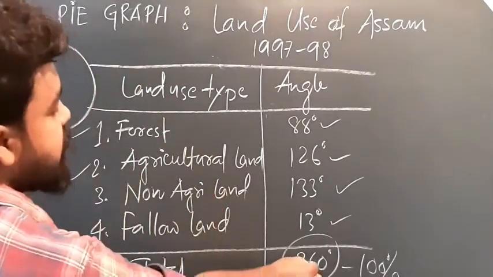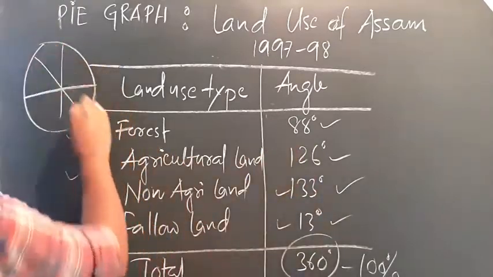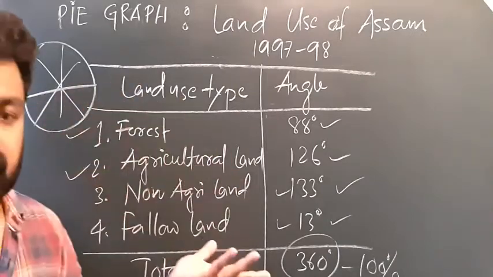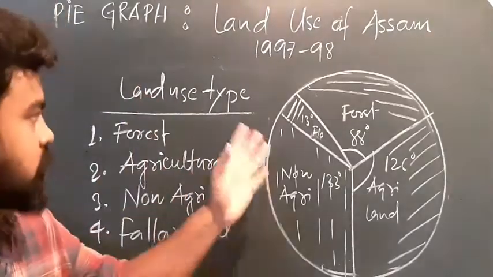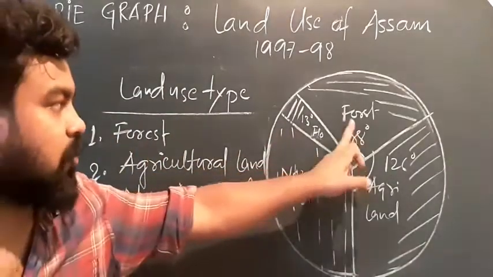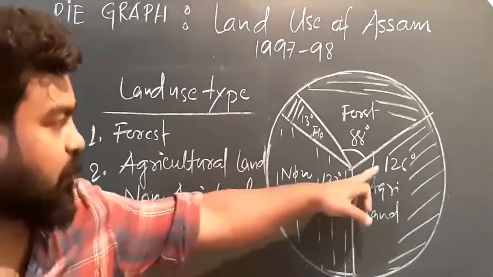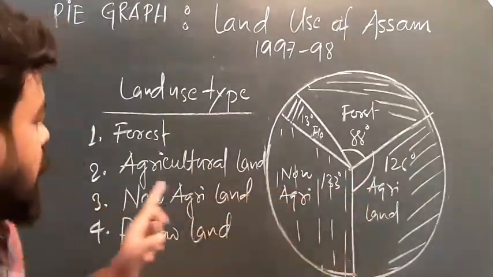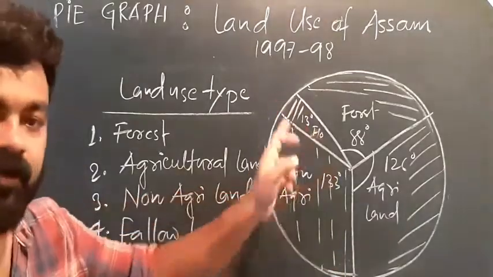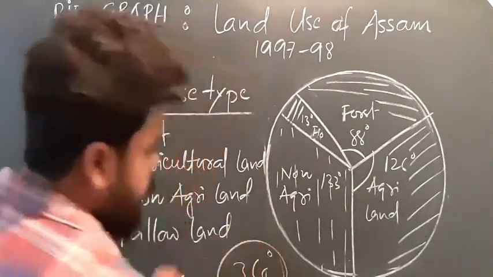Now this 360-degree circle we can divide into 13, 133, 126, 88, like this. When we apply this to the diagram, our result will come, and this is the outcome. That is the land use type. Forest we have got 88 degrees, agricultural land 126 degrees, non-agricultural land 133 degrees, fallow land 13 degrees, and the total 360 degrees, right?